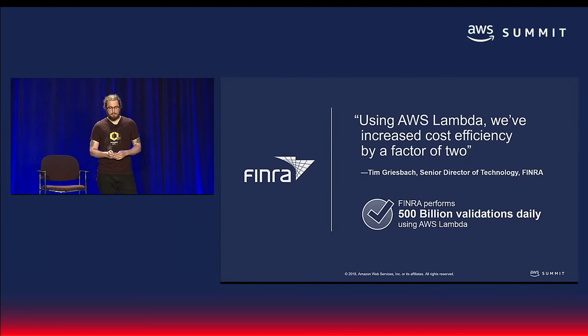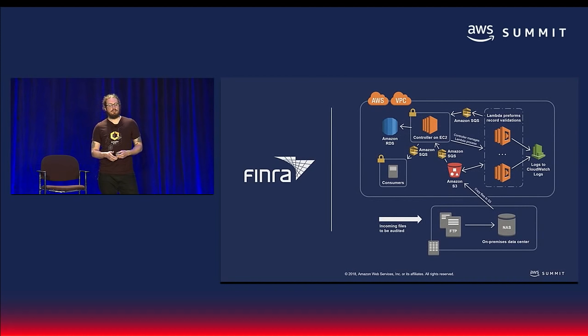So here's the architecture that they chose to deploy. They have incoming files to be audited. They upload those files to an Amazon S3 bucket.